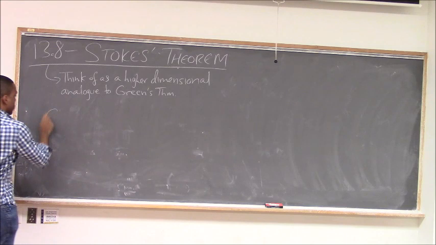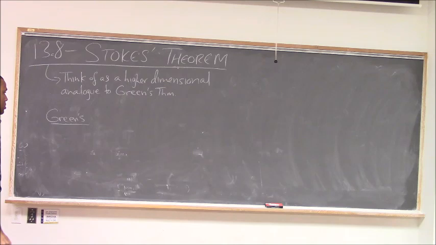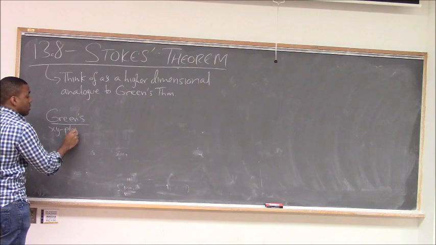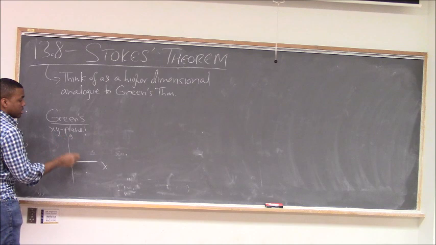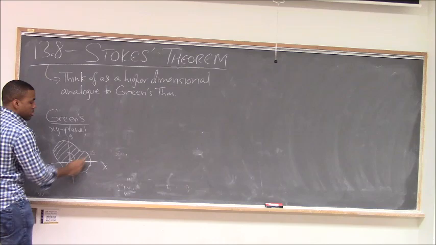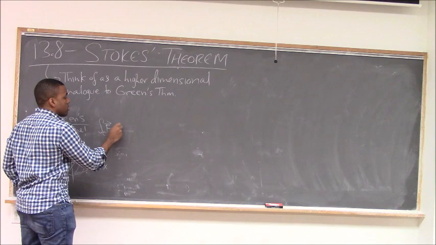All right, so you might recall Green's theorem. Where does this work? Only in two dimensions. It works in the xy plane. So if I have a piecewise smooth closed curve in the plane, and I have a region in the plane, then Green's theorem tells me that computing the work integral around that curve is equal to computing the double integral of this thing.